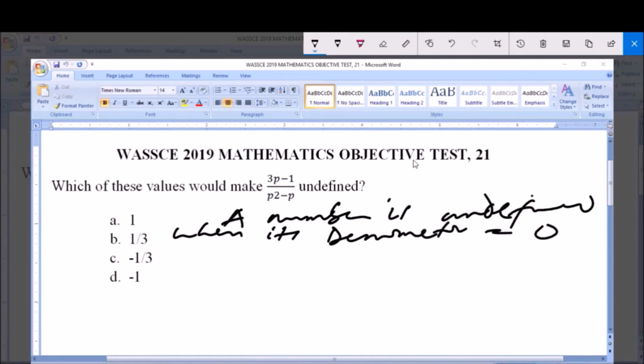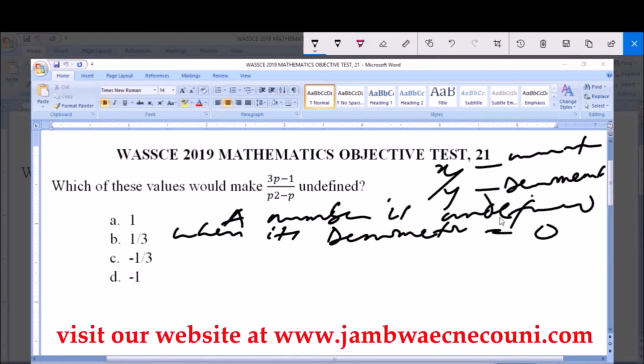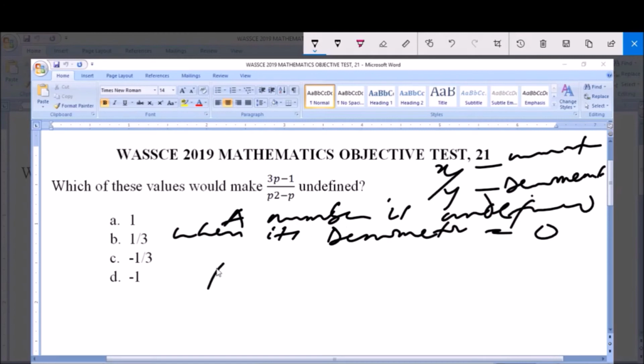Now, in this particular expression, when you have x over y, the one up, which is x, is the numerator, and the one down, which is y, is the denominator. So now in this particular question it says which of the values will make this expression undefined. So we are equating the denominator to 0. So p squared minus p equals 0.